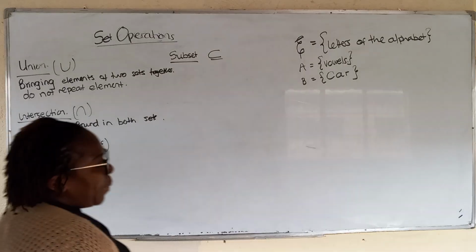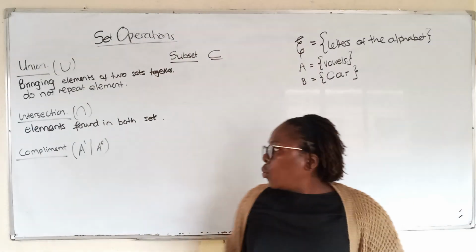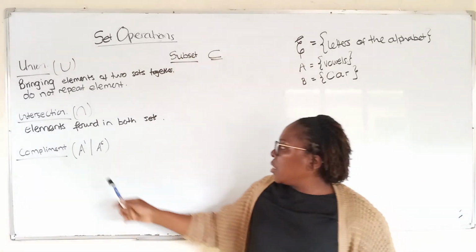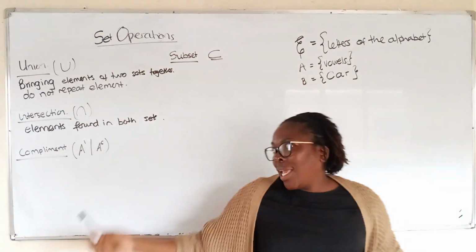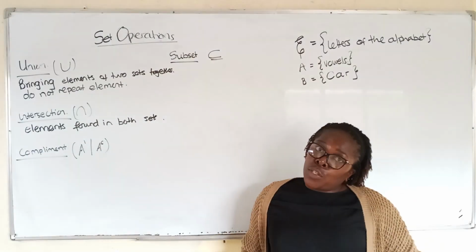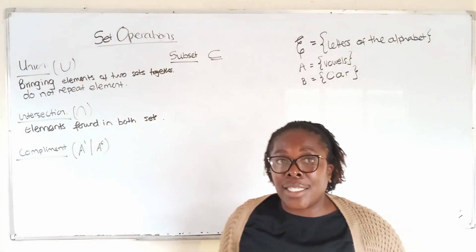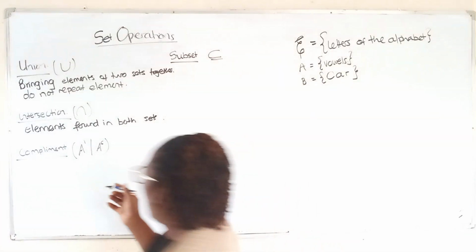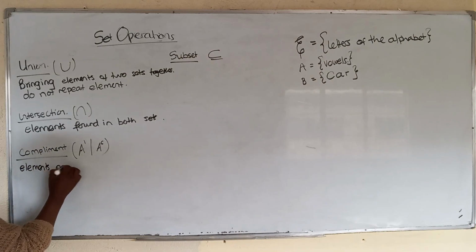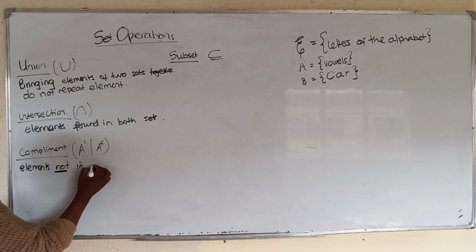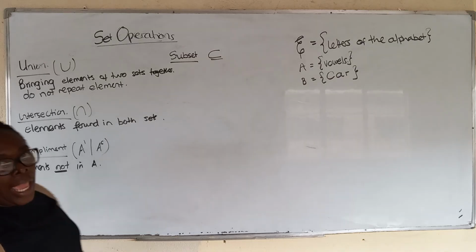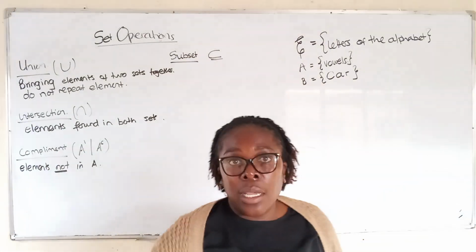Then the next one is the complement, denoted by A prime or A^C. Then we are talking about those elements that are in the universal set but are not found in the set A. If we say A complement, we are saying elements not in A. We want a list of the elements that are not in A. That is what the complement means.